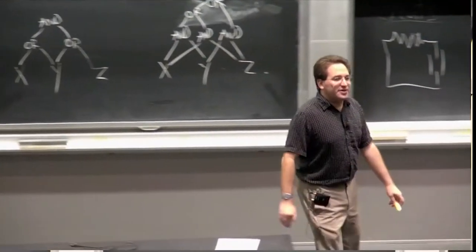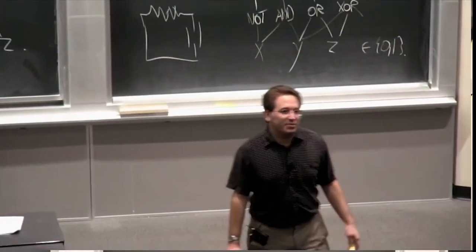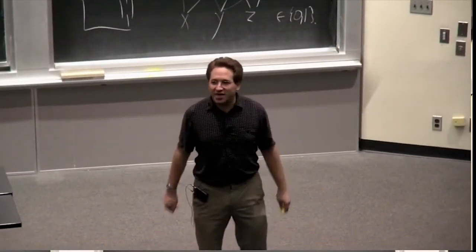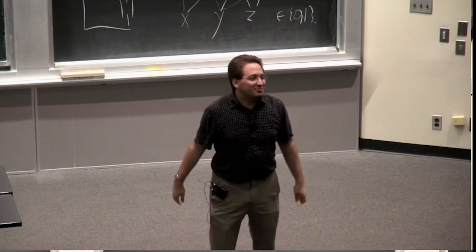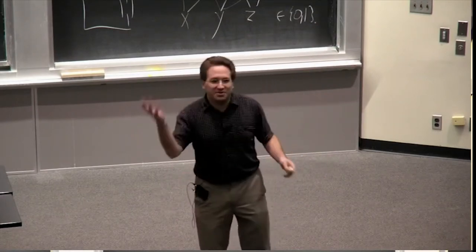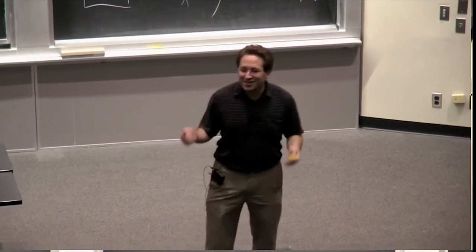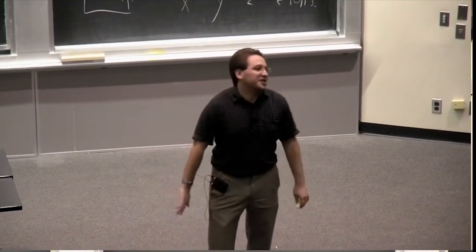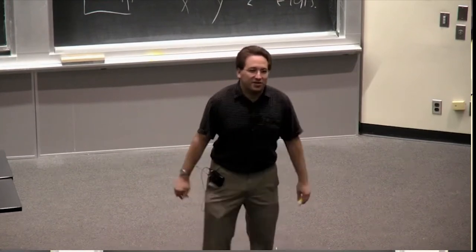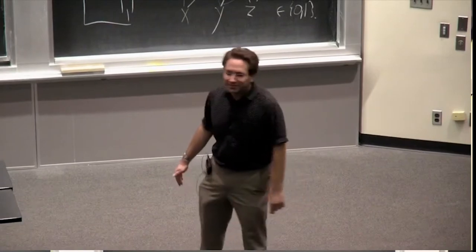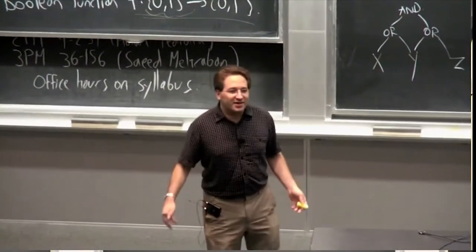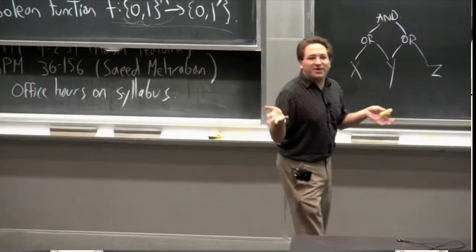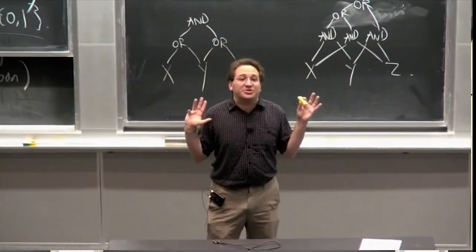Now, it's clear that if we can create any Boolean function with a 1-bit output, then we can also create any Boolean function with however many output bits we want, because we just have one circuit to output the first bit, another circuit to output the second bit, and so forth. That's the reason we can concentrate, for simplicity, on circuits that produce 1 bit as their output. So it's not entirely obvious a priori that there's any finite set of gates that's going to be universal.